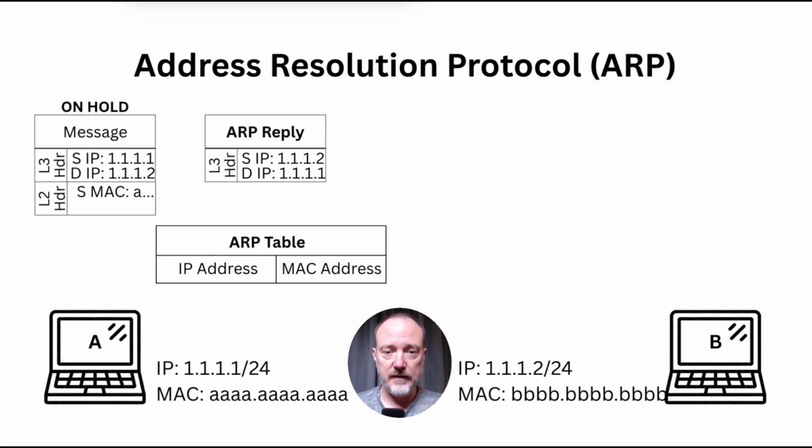PCA looks in its ARP table, sees that there isn't an entry there for the 1.1.1.2 IP address, and so it adds that in there. And it maps IP address of 1.1.1.2 to MAC address of B. Now PCA has everything it needs to complete its information for the message that was on hold there. And now this ARP transaction is completed.